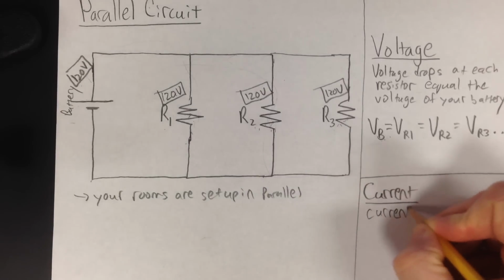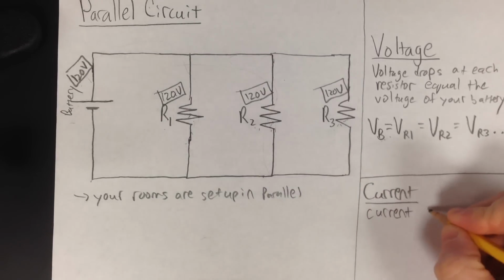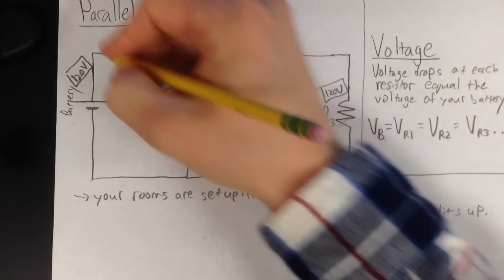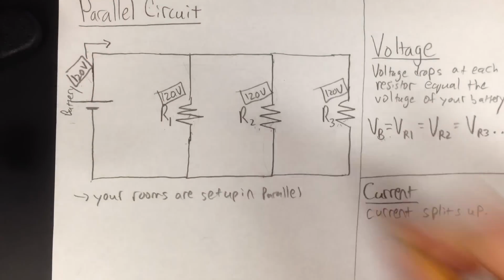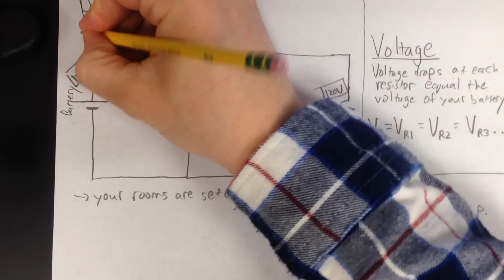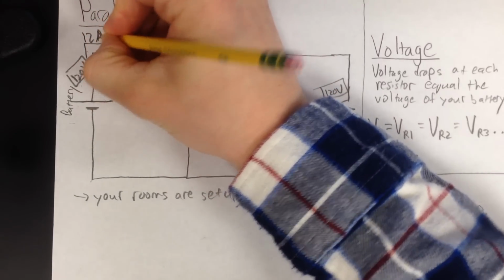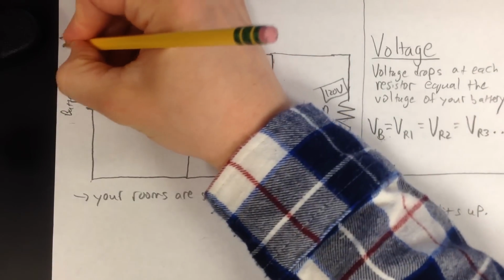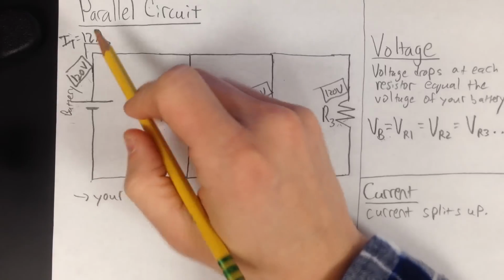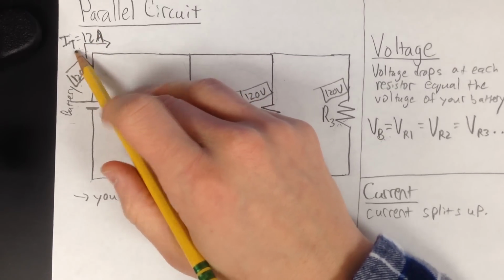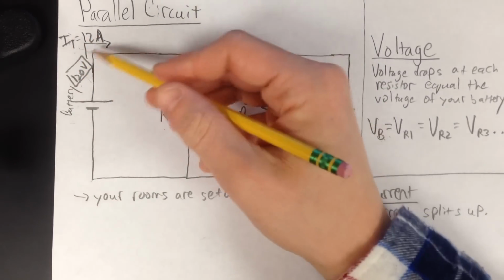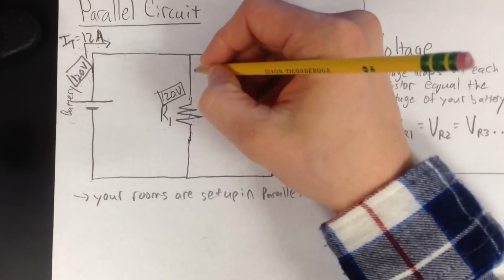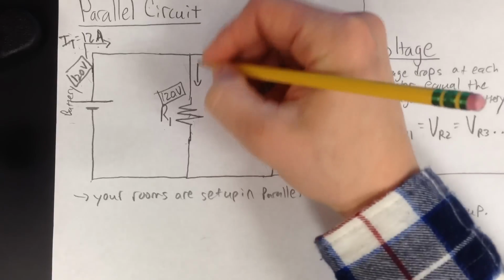Current splits up in a parallel circuit. So, if I have something like 12 amps is my current, we're going to say I total, IT, that's the total current. That means the current through the battery. All right? If that is 12 amps, then it might split up something like this.